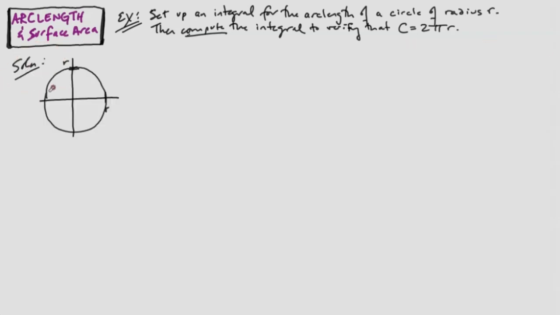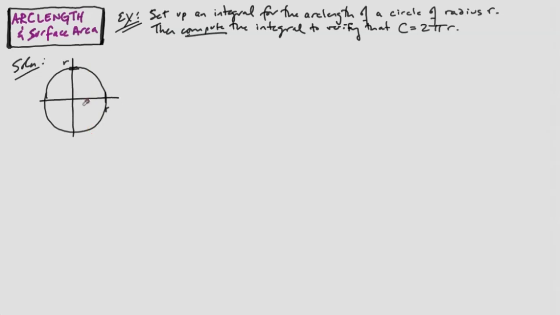Okay, our solution. Let's start with a circle of radius r, which I'm going to center at the origin to make everything easy. You might detect a problem already. You might say, hey, wait a second. We discussed how to find the arc length of the graph of a function. This is not the graph of a function, now is it? Because for every value of x, there are 2 values of y. Oh, but that's okay. We're lucky.